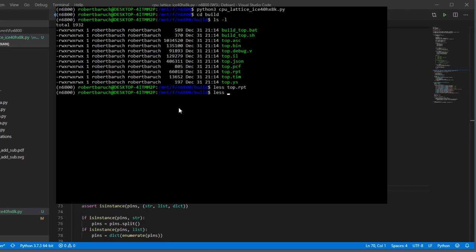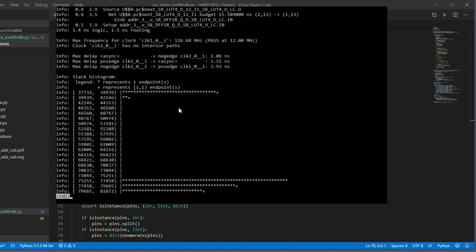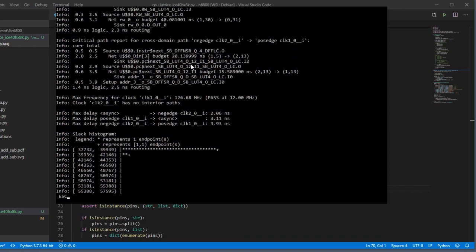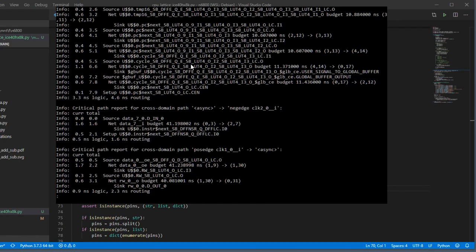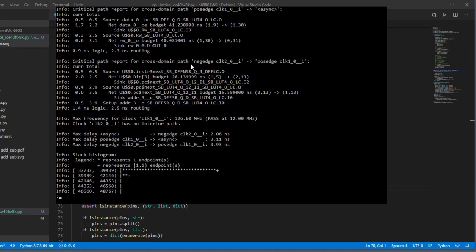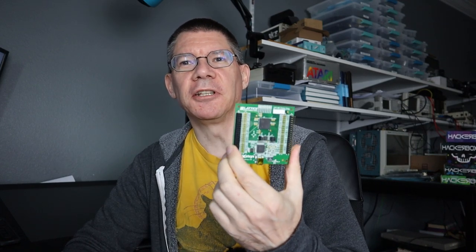The other interesting thing is in top.tim, which is actually the timing report. If we go down near the bottom, these are critical path reports. What it does is go from an input to an output and estimate the time that it takes for the signal to go from one end to the other. And this is the interesting bit right over here. It says that you can run the clock at 126.68 megahertz at top speed. That's a lot faster than the original 6800. So let's definitely load up the CPU onto the FPGA board and see what happens.